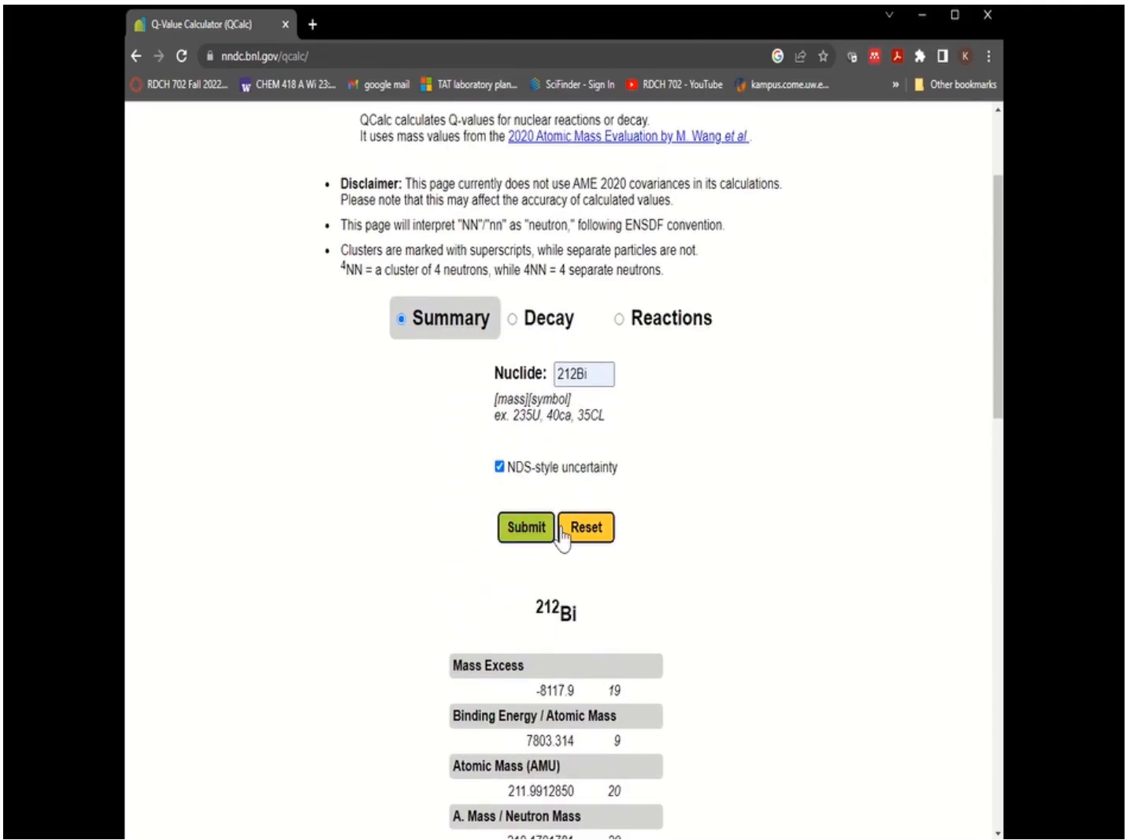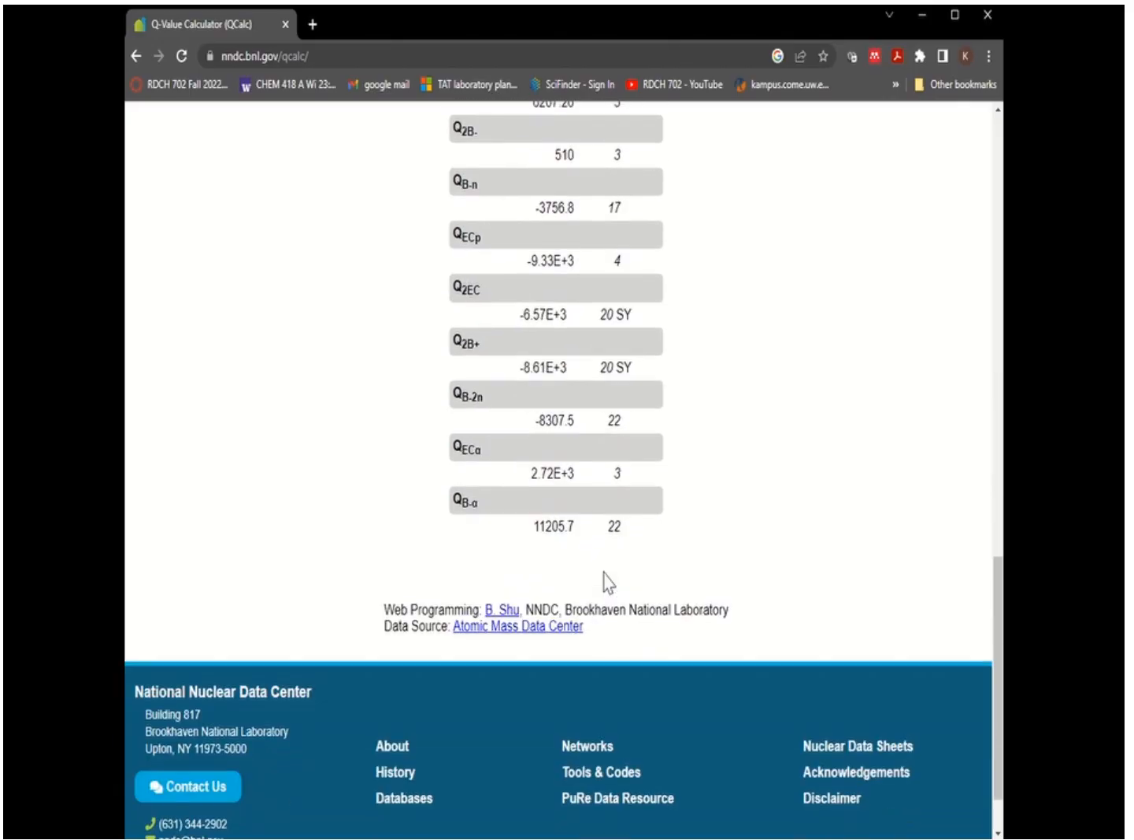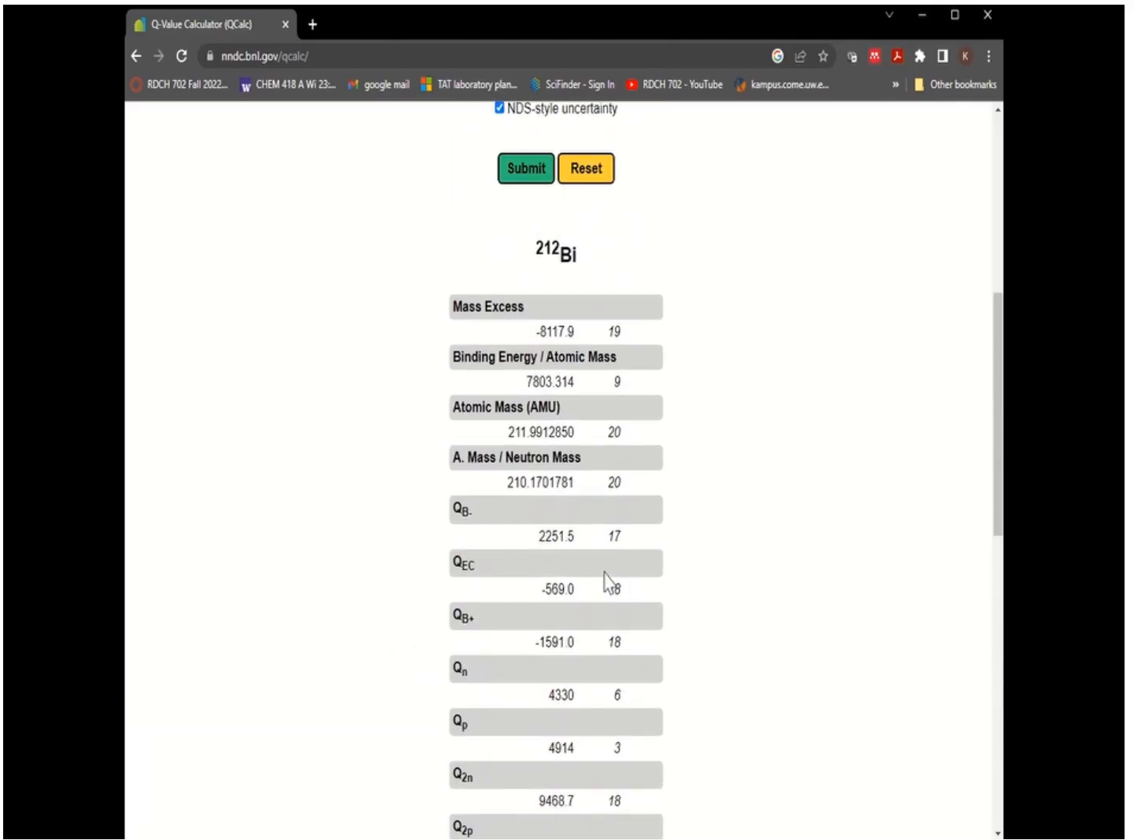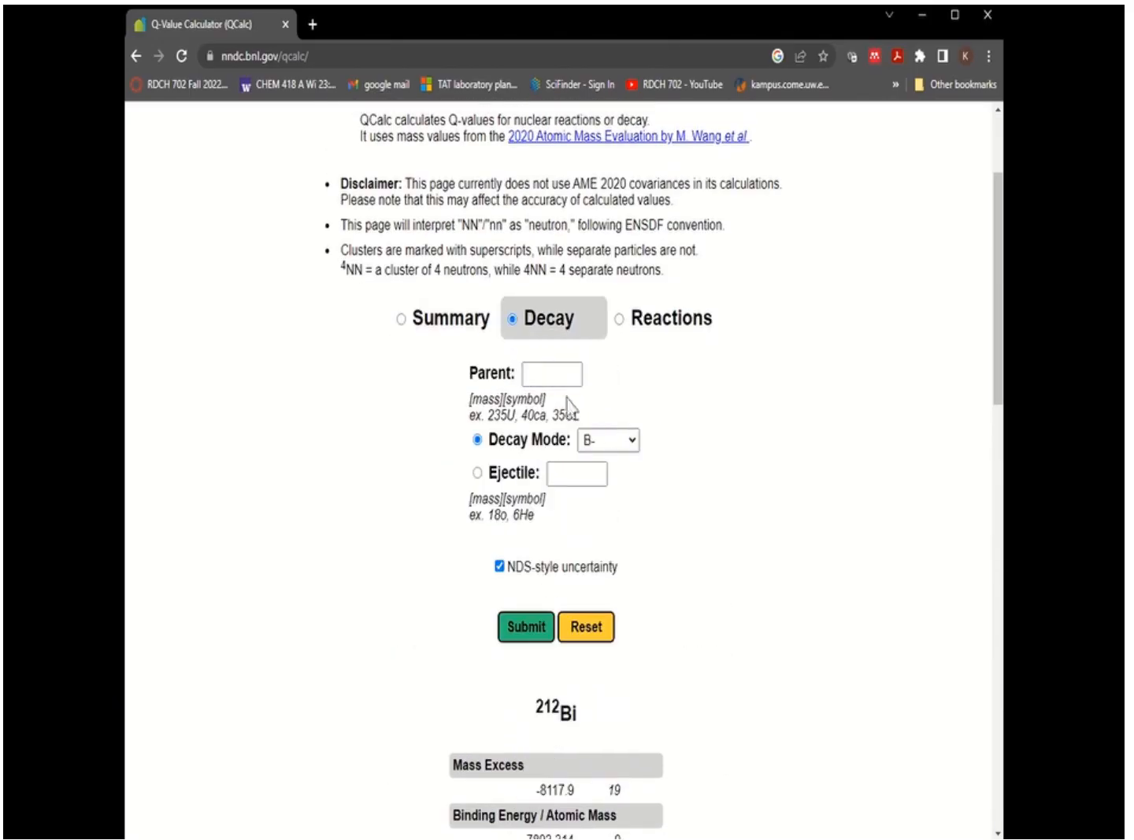As opposed to getting all this decay data, if one wanted to get just a specific decay, you can put in the isotope and the decay mode, let's say alpha, and submit. The Q value for the bismuth-212 alpha decay to thallium-208 is shown here, and keV is listed.